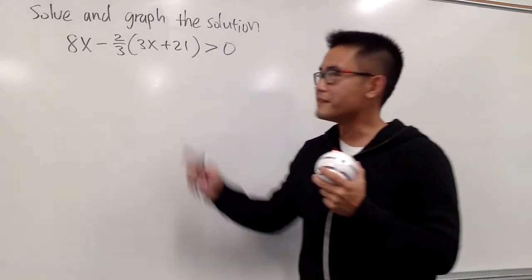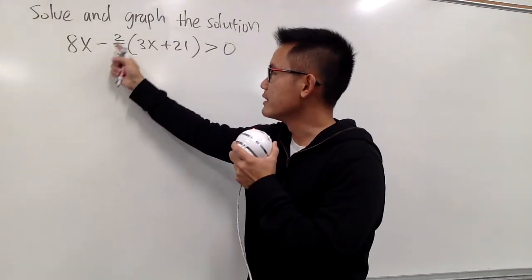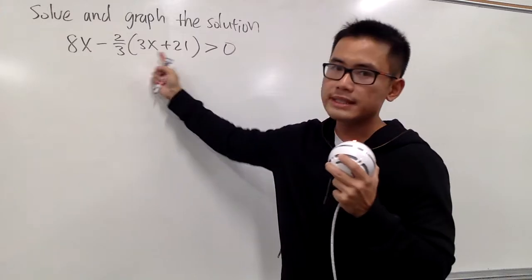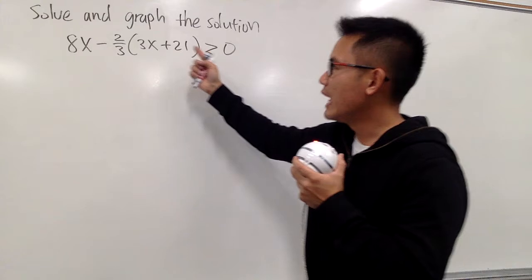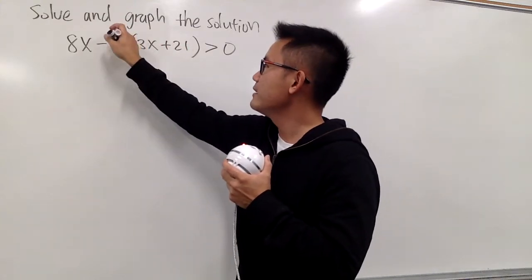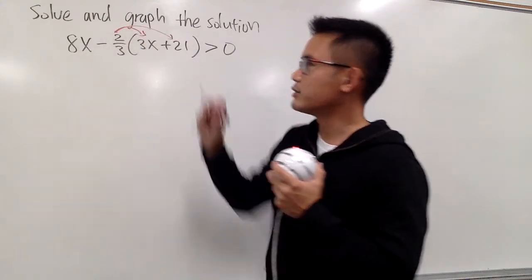Okay, we're going to solve and graph this inequality right here. We have 8x minus 2 over 3 times the parentheses, 3x plus 21 inside, and this is greater than 0. As usual, we have to take this right here and distribute into the parentheses like this, right?